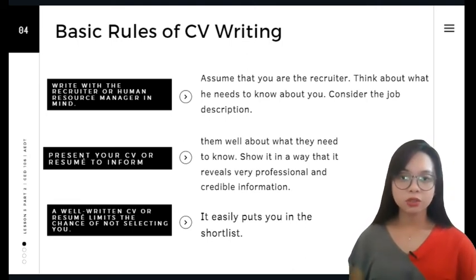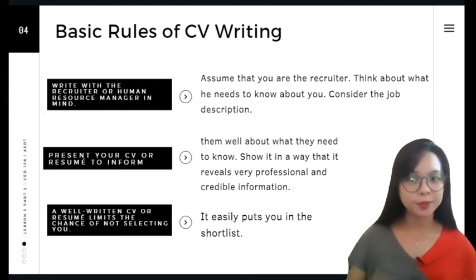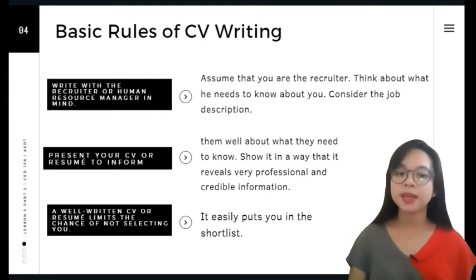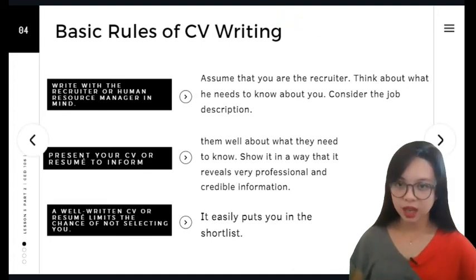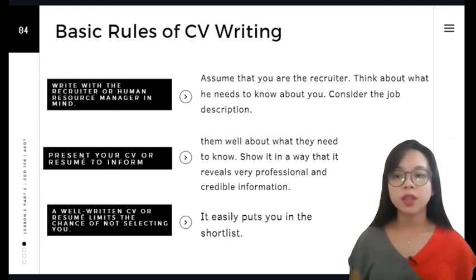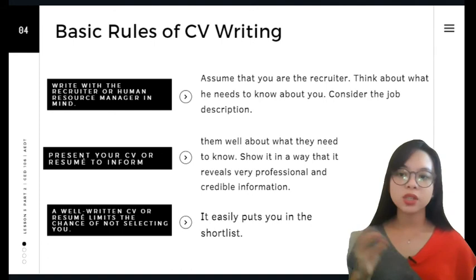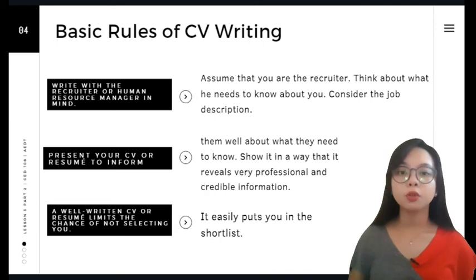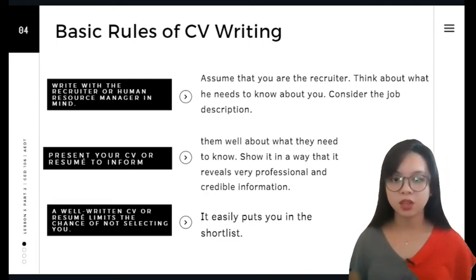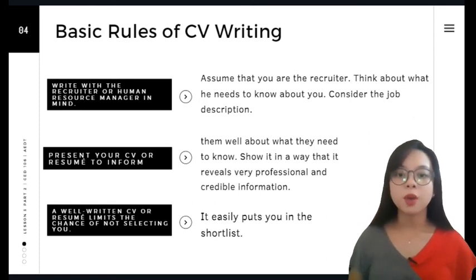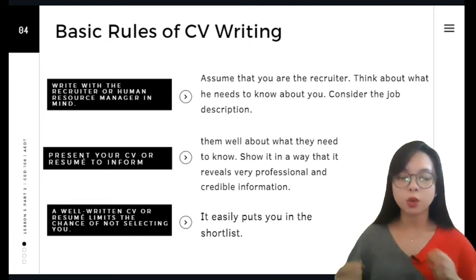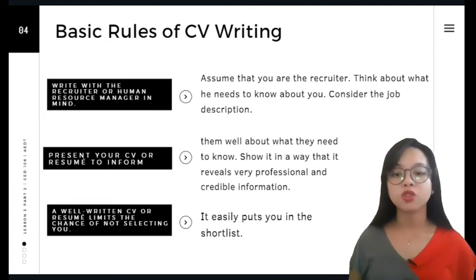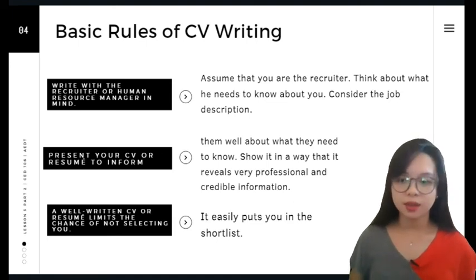So of course, you need to stand out and avoid being eliminated by following these basic rules in writing a curriculum vitae or a CV or a resume. First is to write it with the recruiter or the human resource manager in mind. If you will be the recruiter, what do you think you will need for you to be able to hire someone to work for your company? You have to think of that. Next is to present your CV or your resume to inform them well about what they need to know. Of course, show it in a way that it reveals very professional and of course contains credible information.